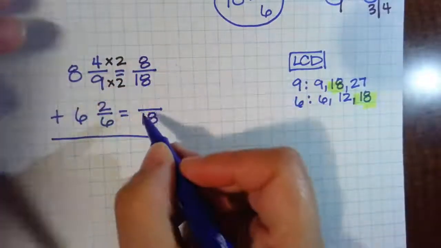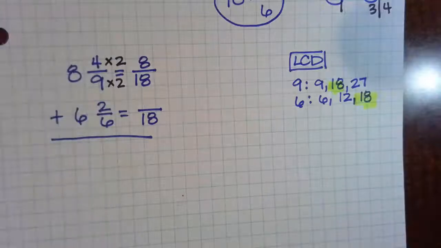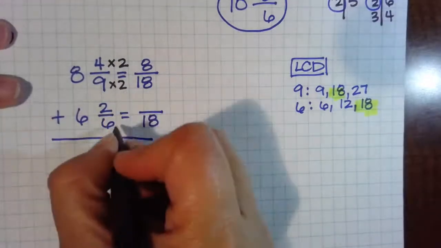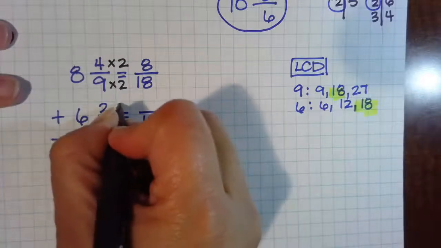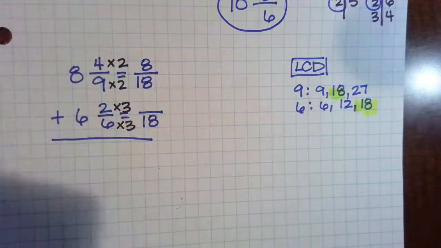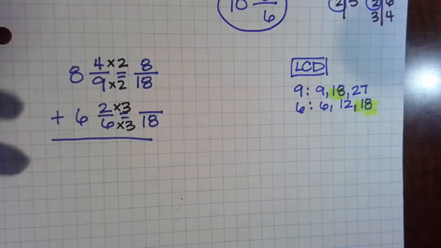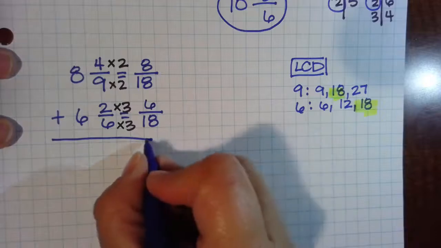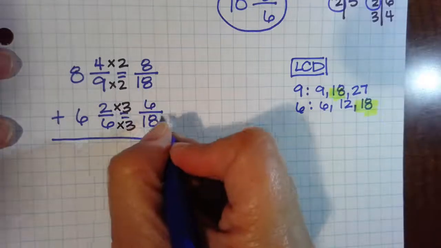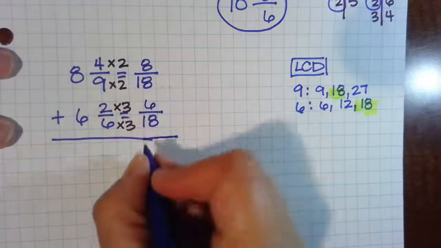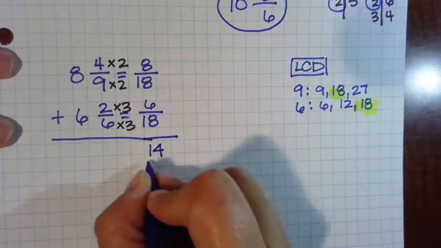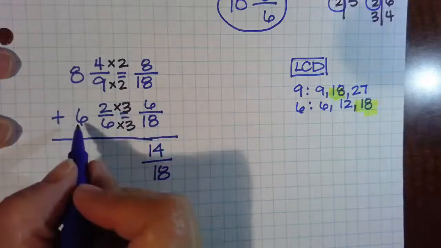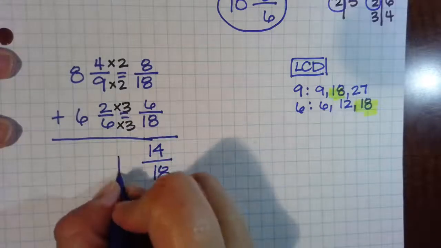Now for the bottom fraction, the 2/6. If I know that 6 times 3 gives me 18, I need to do times 3 for the numerator also. So 2 times 3, that's going to give us 6. And now we're ready to add, since we have a common denominator. 8 plus 6, that's going to give me 14. And your denominator is 18. Then we add our whole numbers. 8 plus 6, that's 14.